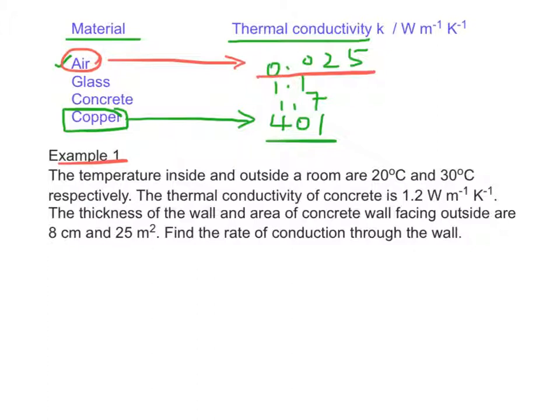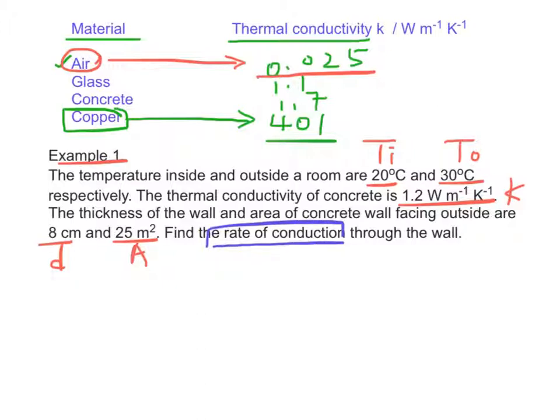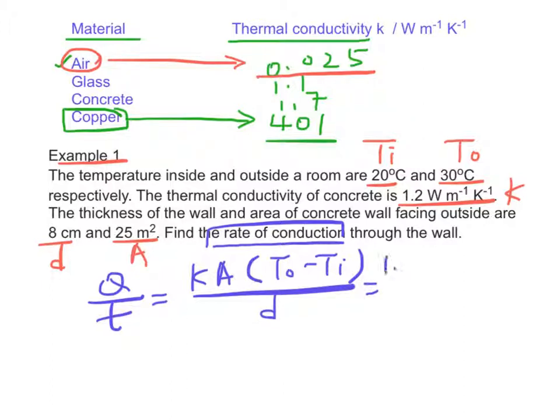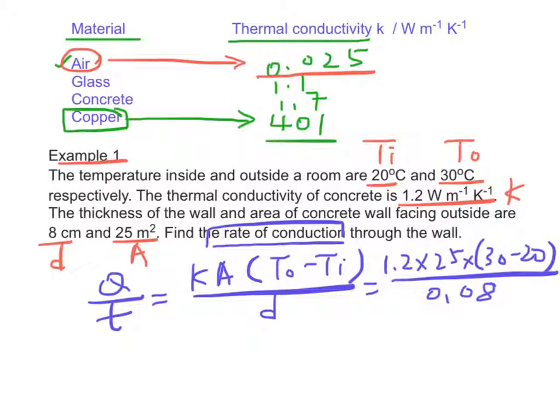Example 1. We have Ti and T naught, K, D, and A. Therefore, we have the rate of conduction through the wall Q over T equal to K A times (T naught minus Ti) over D, equal to 1.2 times 25 times (30 minus 20) over 0.08, because we have to change D into meters, which is equal to 3750 watts.